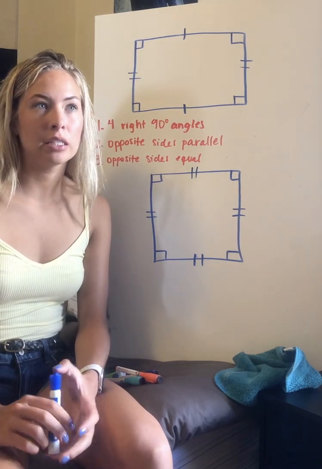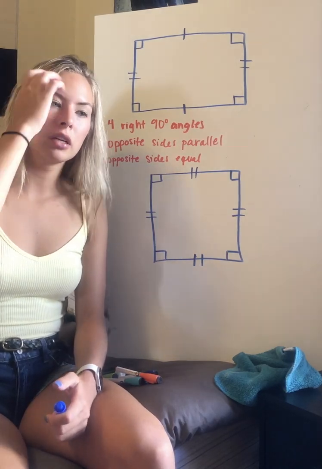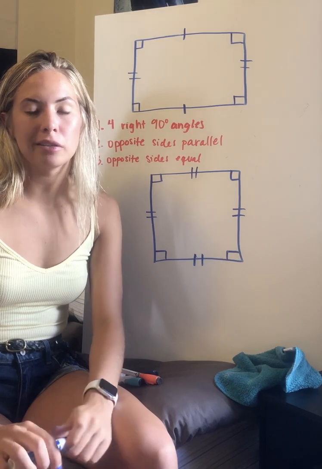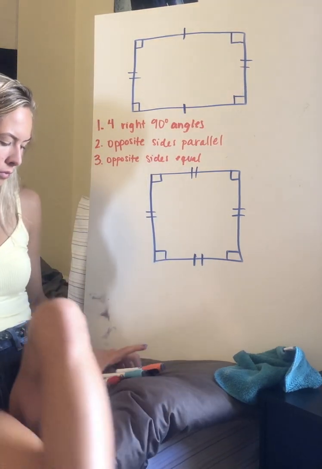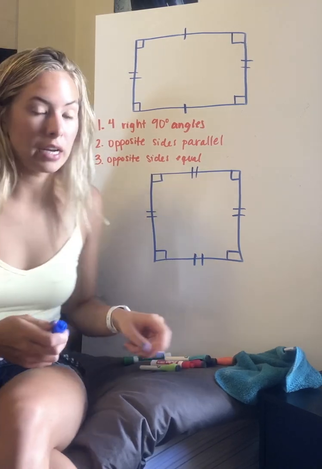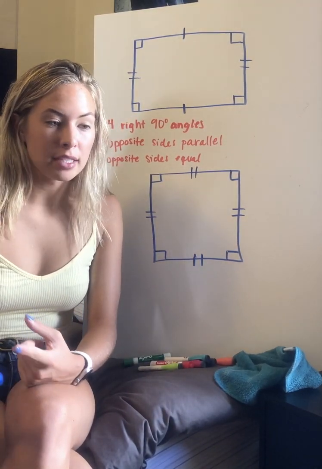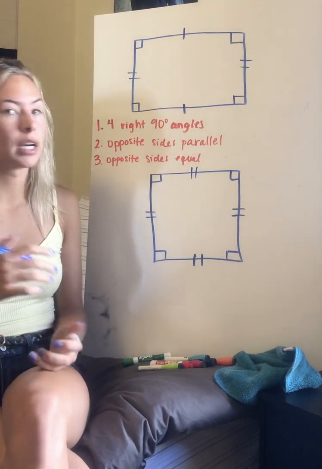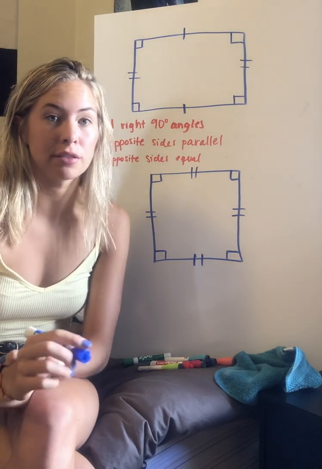Okay, so in this lesson we are going to be talking about squares and rectangles. A rectangle, like you learned in the worked example, is a four-sided figure with four 90-degree angles with opposite sides parallel and opposite sides equal. So what I just explained was this checklist here. Those three things define a rectangle.